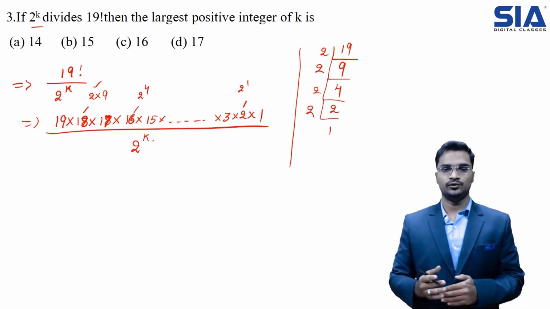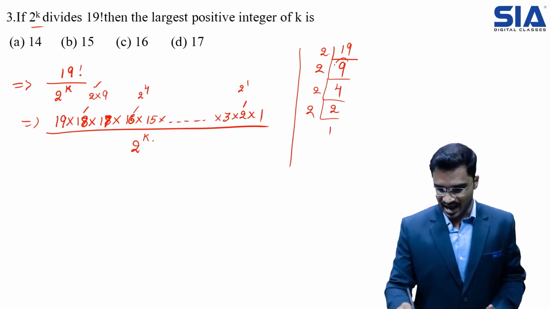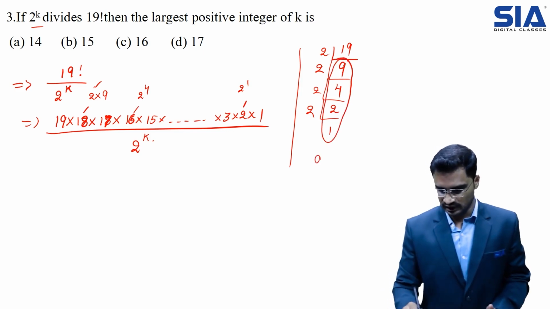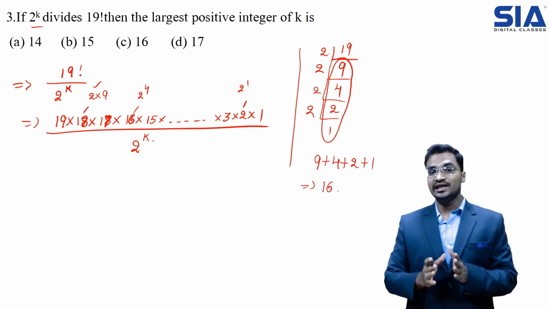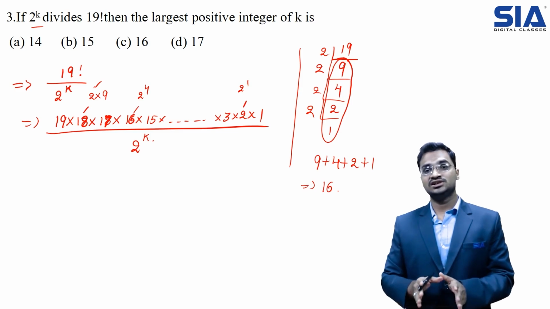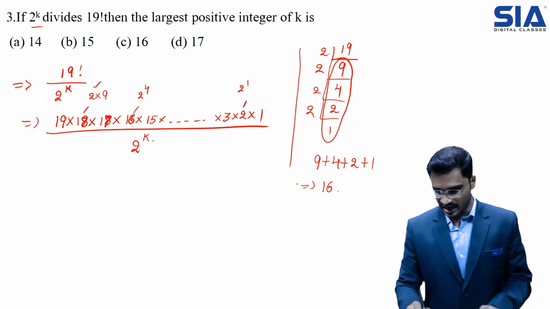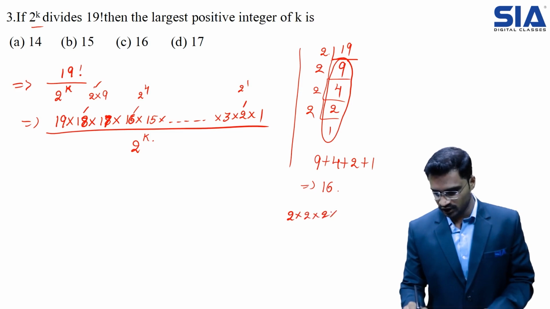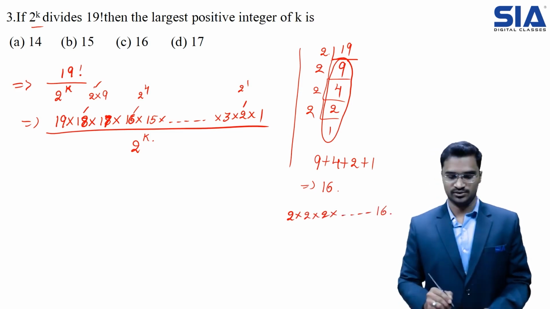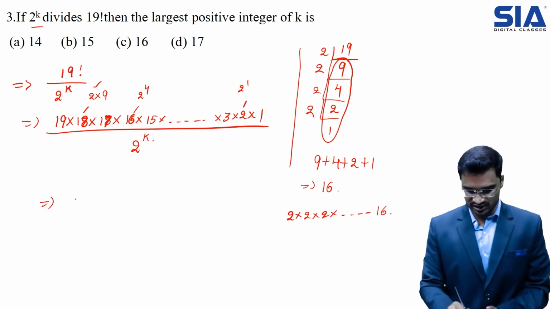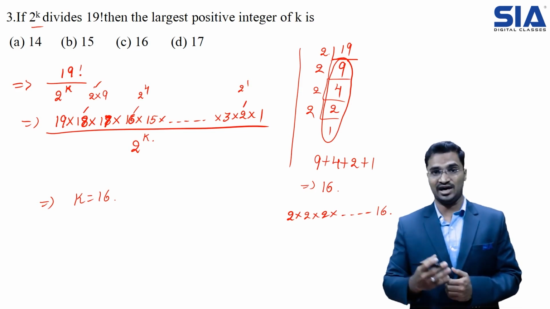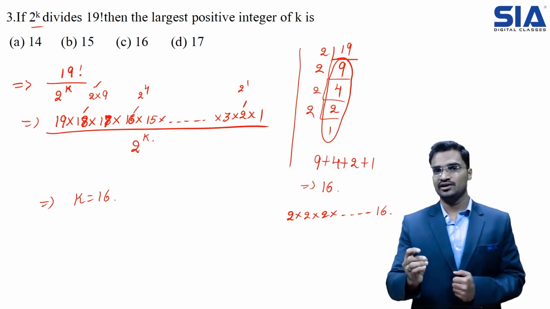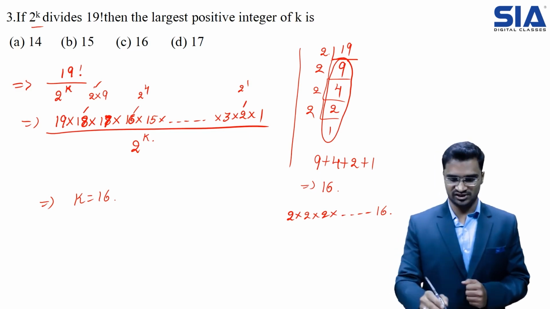Now what I have to do is remove this 19 and add all these numbers, which is 9 plus 4 plus 2 plus 1. So 9 plus 4 plus 2 plus 1 is 16. Now in 19 factorial I get 16 2's, or I can say that I am getting 2 into 2 into 2 into this, 16 times. So here the k value is 16. Here he is asking for the greatest possible k value, so the greatest possible k value is 16. So our answer is 16, which is option C.